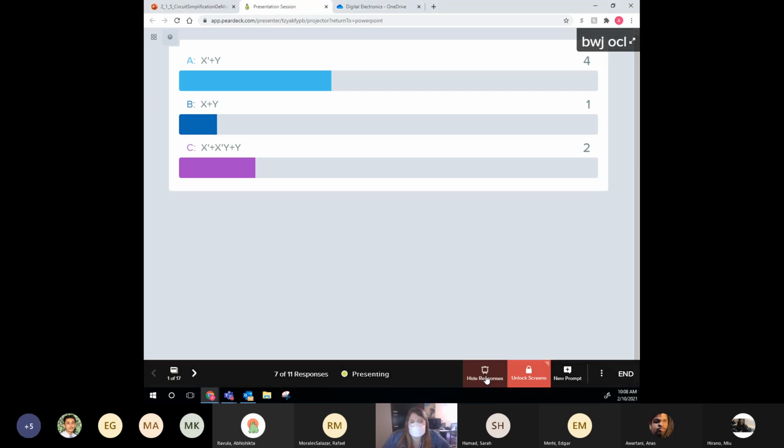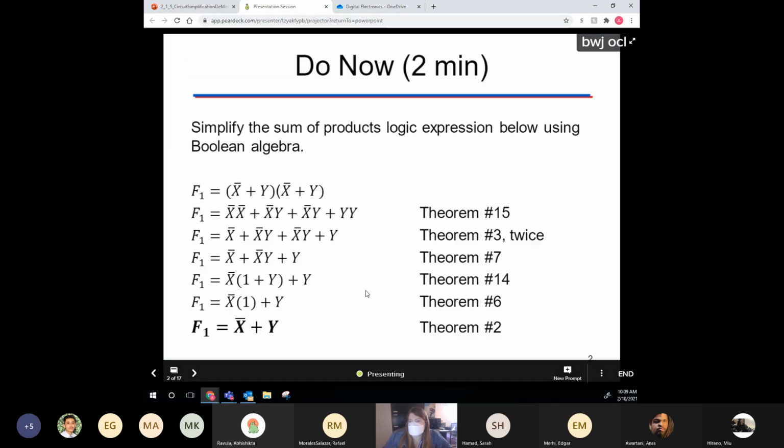Okay, so it looks like only 4 of you got it right, but that's still pretty good. If you put C, it just means that you could have further reduced it by one more step. So I'll show you. I'm not too mad if you put C. The correct answer was A.